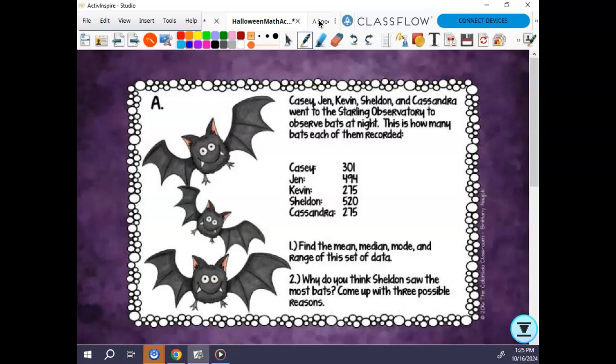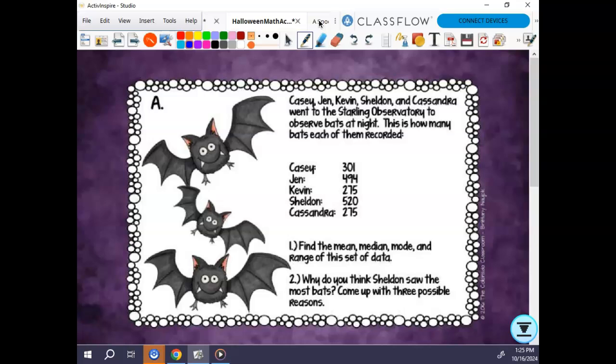We have Casey, Jen, Kevin, Sheldon, and Cassandra who went to the Starling Observatory to observe bats at night. This is how many bats each of them recorded. And so there's your data. I want you to find the mean, median, mode, and range of this set of data. You can work as a group.